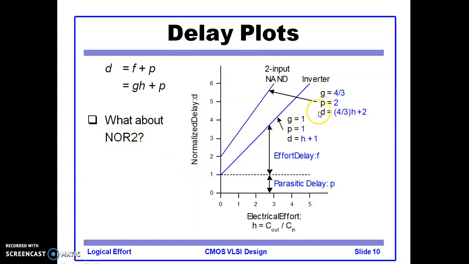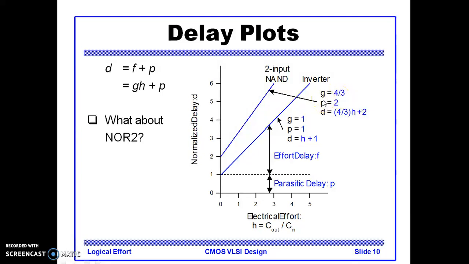Now you can see, as the value of the electrical effort increases, meaning as the value of C out increases, this is how the overall delay of the inverter looks like, and this is how the overall delay of the 2 input NAND gate looks like. We know that this line is given by p plus g into h. We know what is the value of g for a 2 input NAND gate. It is 4 by 3.